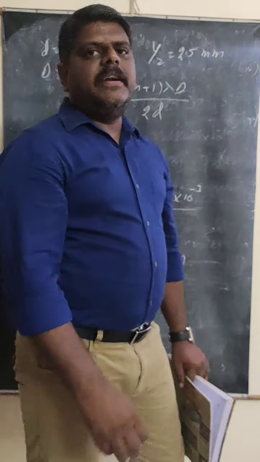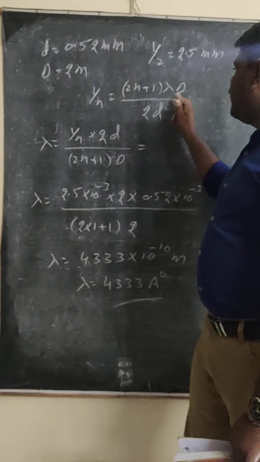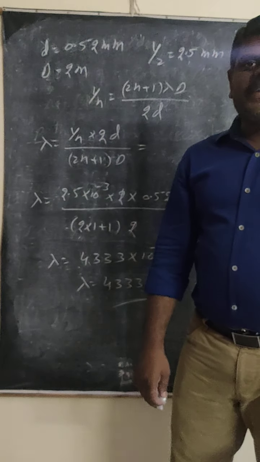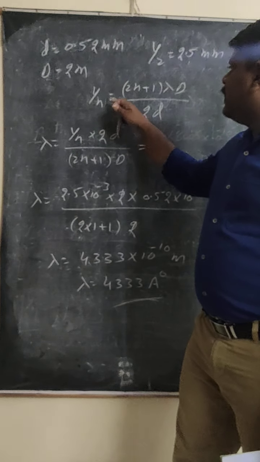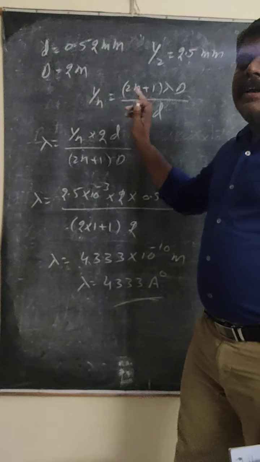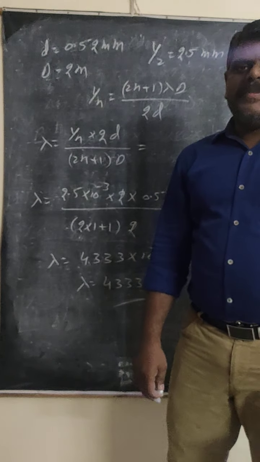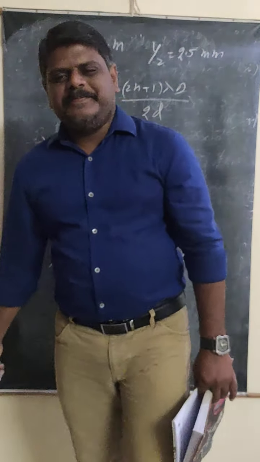So in this way you have to find the formula. The formula is Yn equals (2n plus 1) into lambda into capital D by 2 small d. In case they say the second bright band distance is given, then the condition you have to take is Yn equal to n lambda into capital D by small d, and in the place of n you have to take 2. That is in the case of a bright band, but this is the dark band condition. Okay, let's go for the next problem.